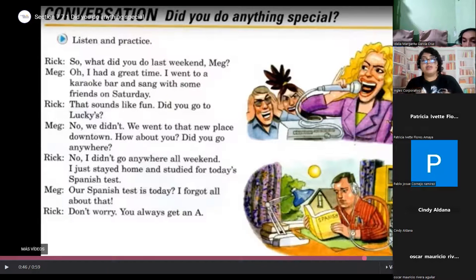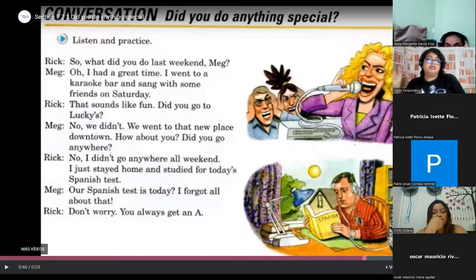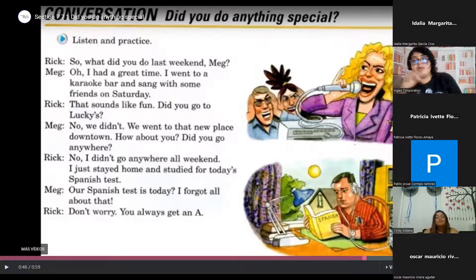And we see that we are using different verbs, different actions, but in past. In this case, we have the auxiliary did, we have had, we have went, we have sang, we have went, didn't, that is the negative form, stayed, studied, I forgot, and all of that. So in this case, we have a lot of verbs that are in past.